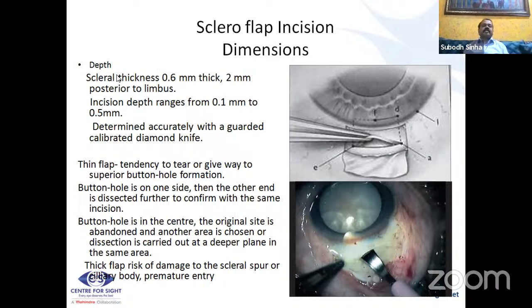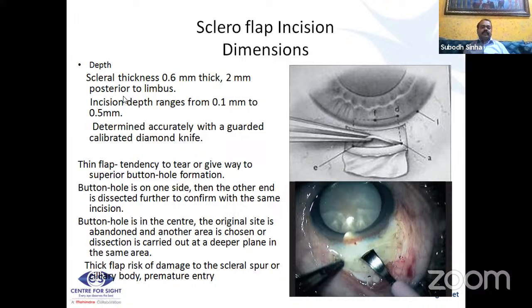Next dimension is the depth of the incision. As we know, scleral thickness is around 0.6 millimeter, 2 millimeter posterior to limbus. So incision depth can range from 1 millimeter to 5 millimeters. Don't go for the extremes, that may lead to problems. There were guarded calibrated diamond knives available, but over a period of time you can have a good idea about the depth of the incision, and you don't actually need it.